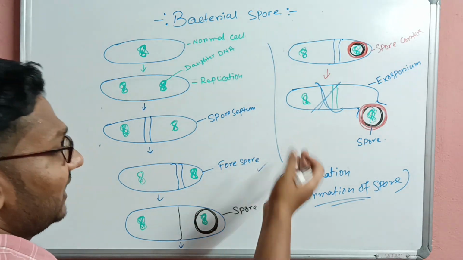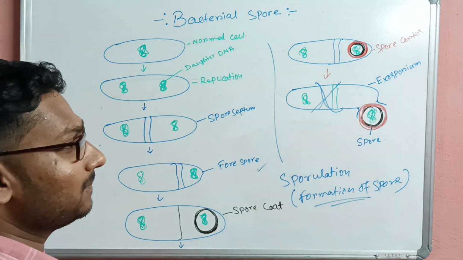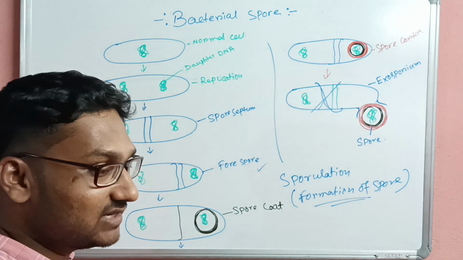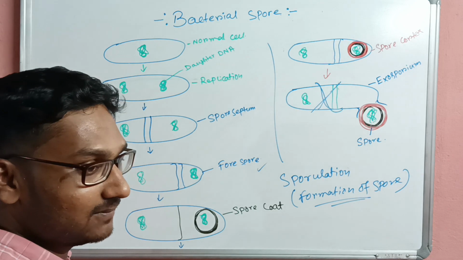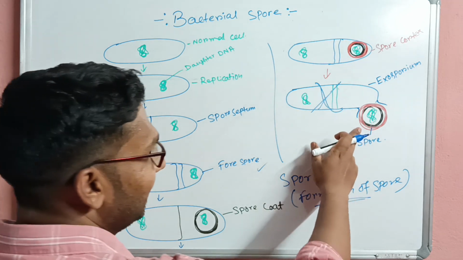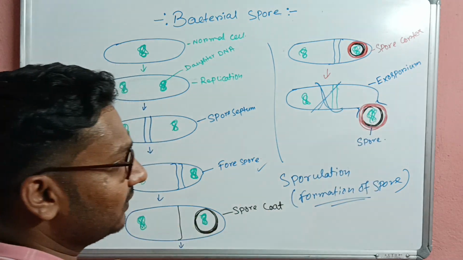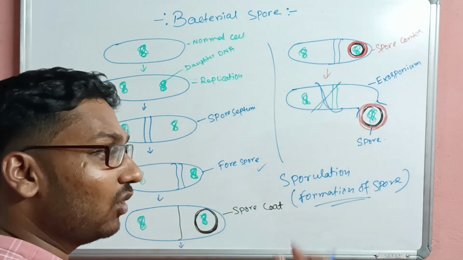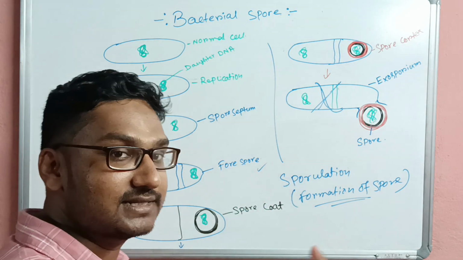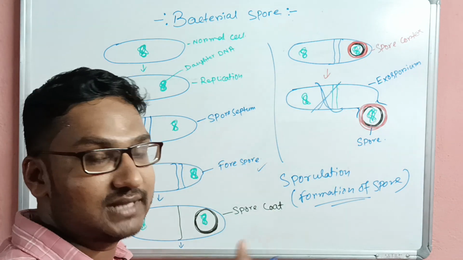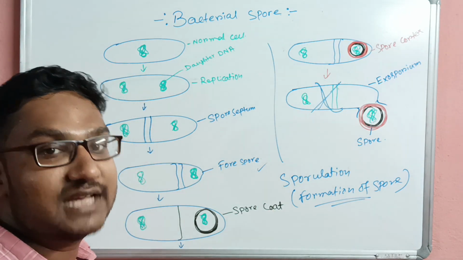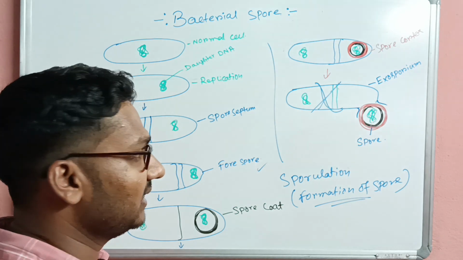Similarly, when we treat with lysozyme or it gets a favorable condition, that time the cortex part will be absorbed and form a normal vegetative cell. This process is called germination.